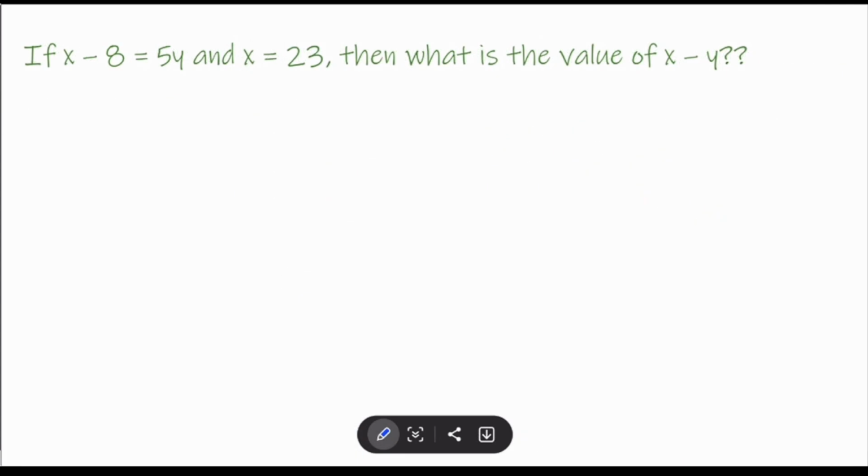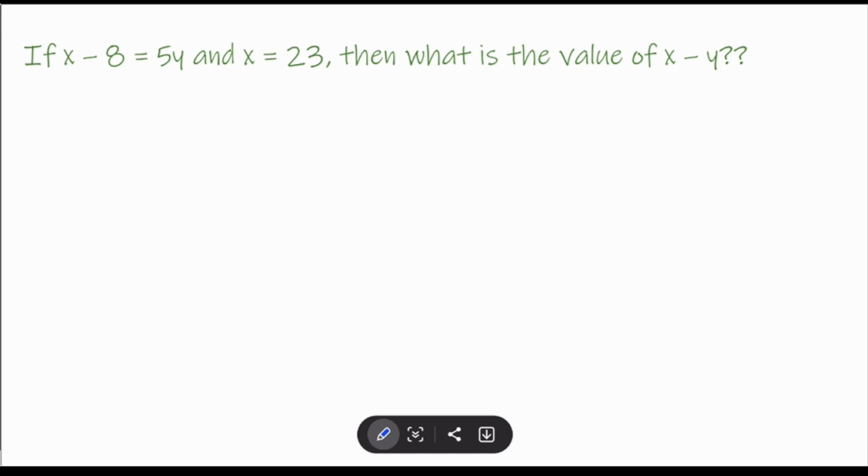Okay, so let us solve this problem. We have: if x minus 8 equals 5y and x is equal to 23, then what is the value of x minus y? We have a value of x which is 23, and we don't know yet what y is. So we're going to solve for y.